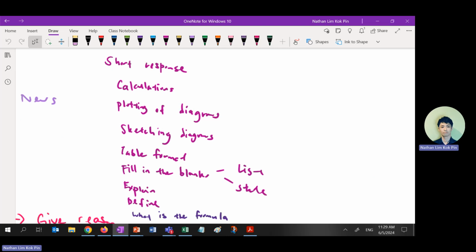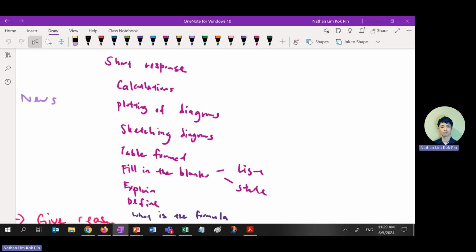Sketching can be anything other than the 5 I mentioned just now. Sketching can be like sketch the complements, sketch the substitutes, sketch all of them, right? Sketch a PPC, concave, convex, right? Straight line. Sketch a market, for example. So it can be many sketching, right?